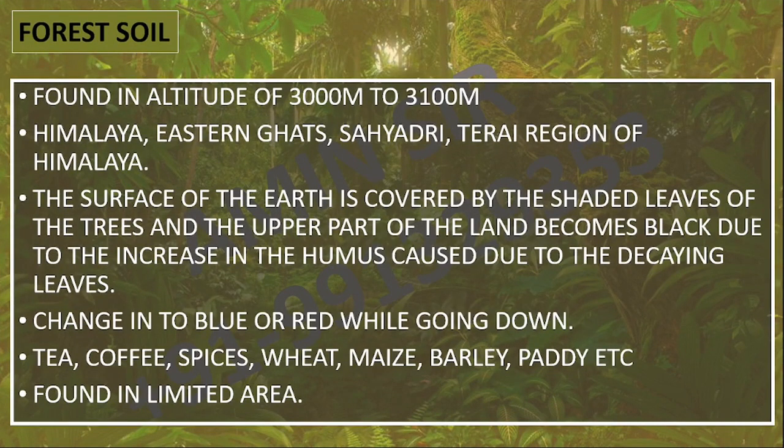If we talk about the forest soil, as the name defines, it is available in the forest areas of different parts of India, that is the Himalaya, Eastern Ghats, Sahyadri, and Terai region of Himalaya. This type of soil is found at an altitude of 3000 to 3100 meters. The surface of the earth is covered by the shed leaves of the trees, and the upper part of the land becomes black due to the increase in humus from the decaying leaves.